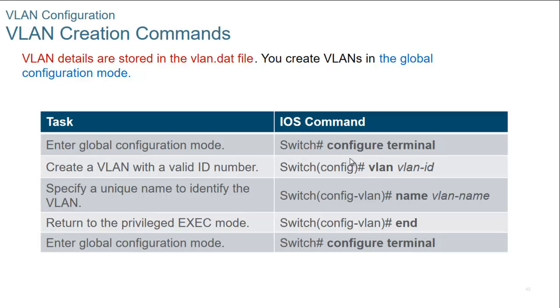You create VLANs in the global configuration mode. So you go into configure terminal, you will be in the global configuration mode, and then we create a VLAN with a VLAN ID number. Specify a unique name to identify a VLAN, like a student VLAN or a faculty VLAN or sales VLAN. So how do we do that? We write name and then the name we want to assign to the VLAN.